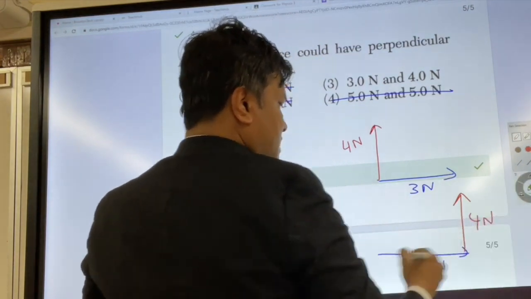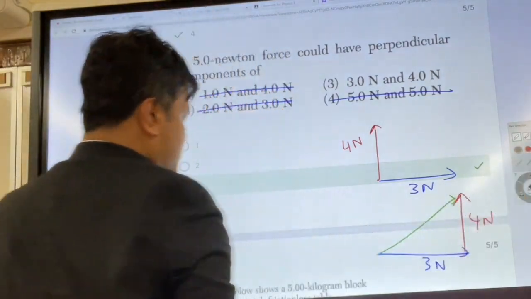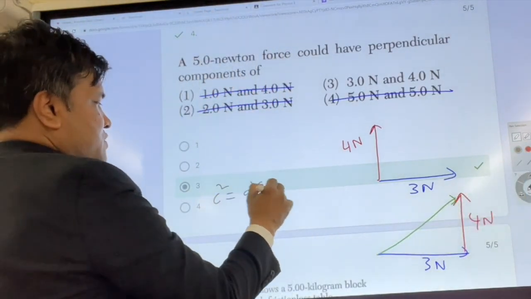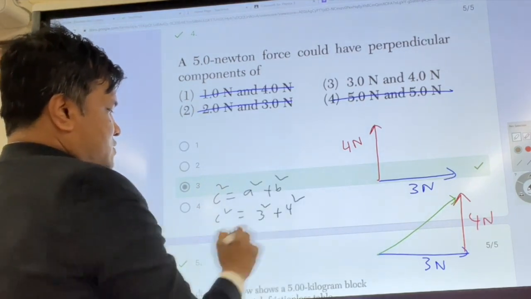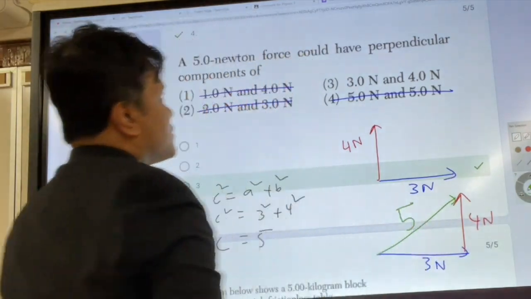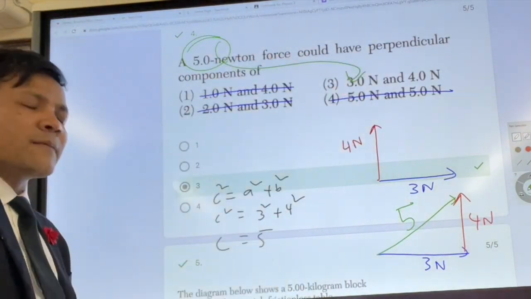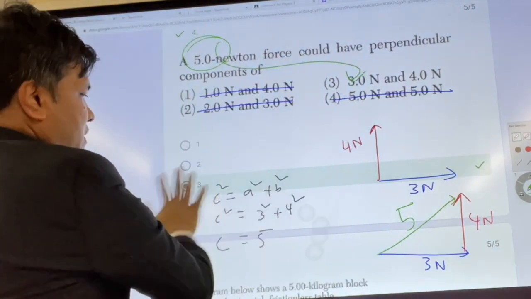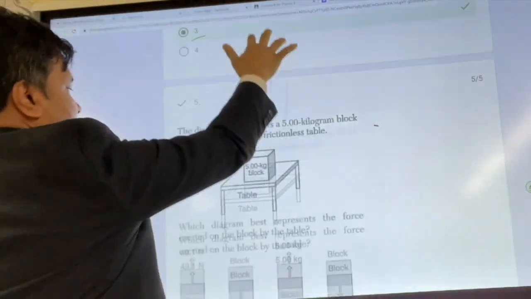Now the green one has to be what? If you do the math, c squared is equal to a squared plus b squared. So c squared is equal to 3 squared plus 4 squared, so c has to be 5. So the green has to be 5. That's why I said the answer is 3. That takes us to problem number 5.